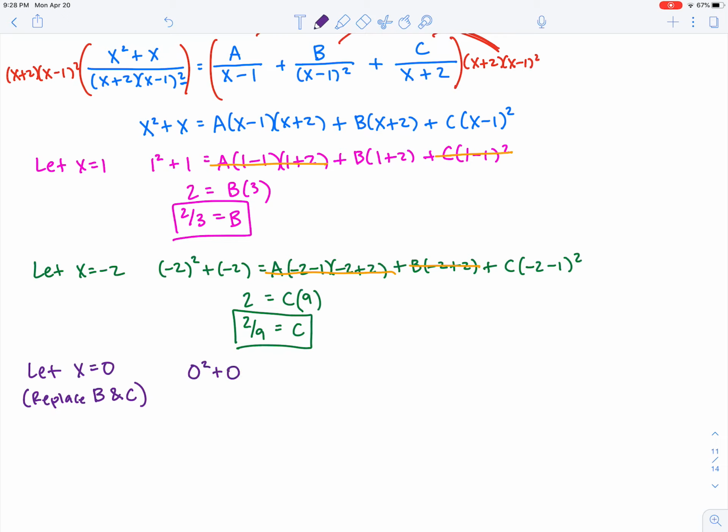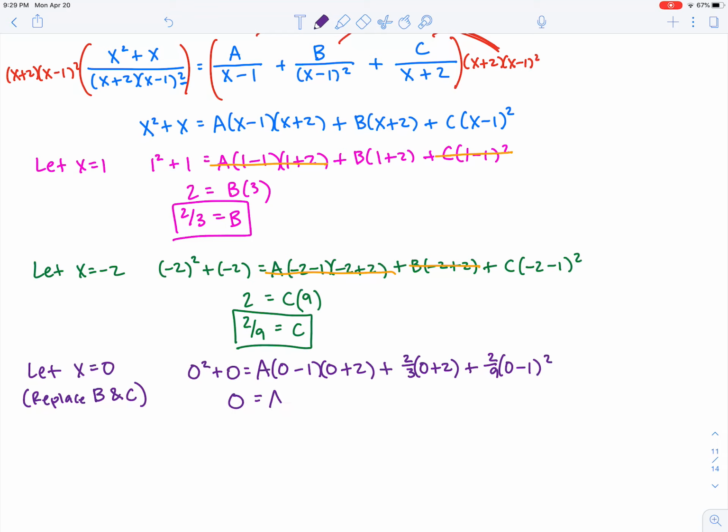So I have 0 squared plus 0 equals a, which I still don't know, times 0 minus 1 times 0 plus 2, plus b, which I know is 2/3, times 0 plus 2, plus c, which is 2/9, times 0 minus 1 squared. So once again, you can plug in anything for x. You could plug in 17,000 if you want. 0 is a lot simpler than that, so I'm going to go with 0.